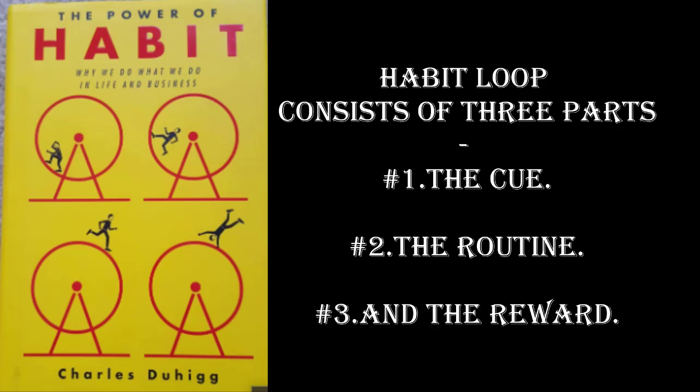Duhigg argues that by understanding the habit loop, we can identify the cues and the rewards that drive our habits and make conscious efforts to change the routines. He suggests that replacing a bad habit with a good one requires identifying the underlying cue and the reward and finding a new routine that satisfies the same reward.